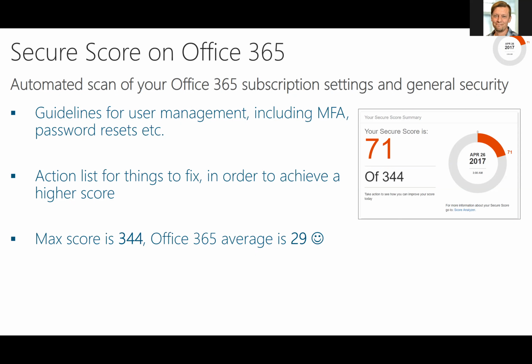But I always urge my customers to be reasonable. There's no reason to go to 344 if it effectively locks everything down and nobody can really do anything anymore because you keep getting MFA prompts, or it enforces you to do password resets every 2 hours. It's not productive anymore. So find a balance between the average 29 and the maximum 344. I don't think I've ever found a production Office 365 subscription with 344 as the score. If you happen to achieve that, let me know on Twitter. I'd be happy to see what you did.